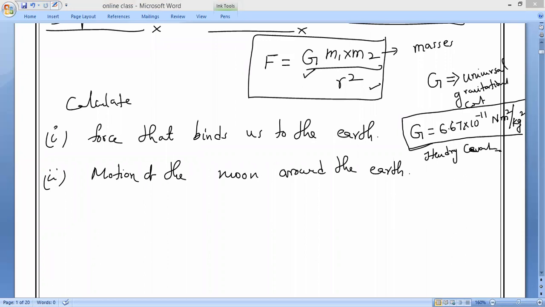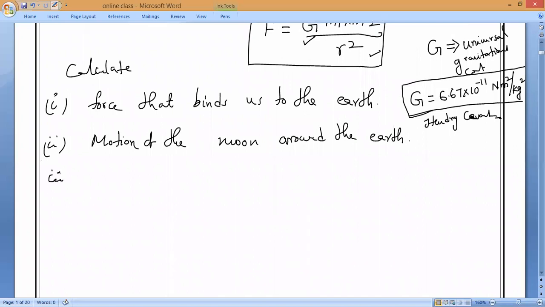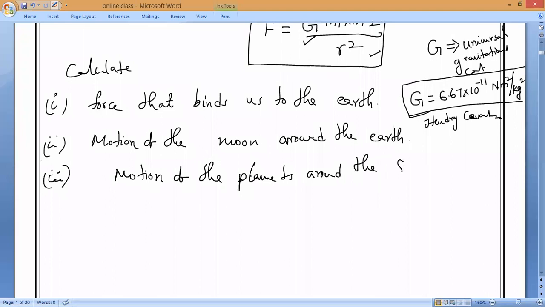So planets are moving around whom, guys? Motion of the planets around the sun, sir. Around the sun. Okay, so this also we can analyze. How the planets are moving, how they are behaving. All these things we can find and we can use with the help of this one.